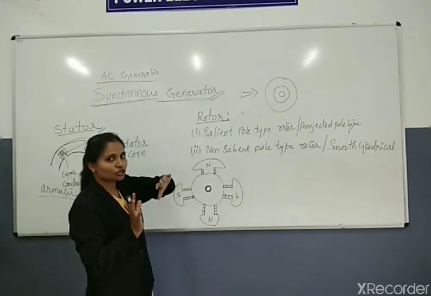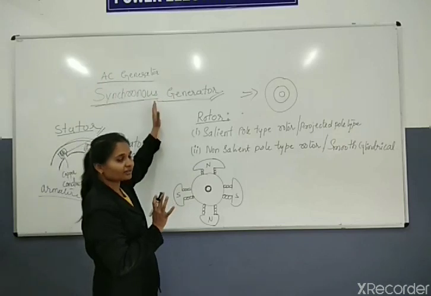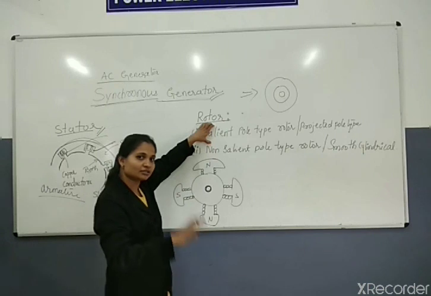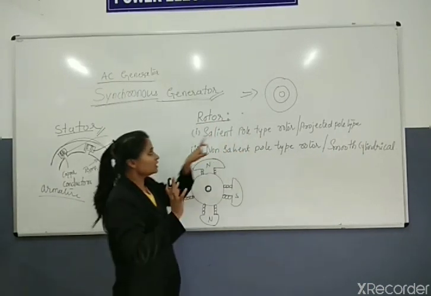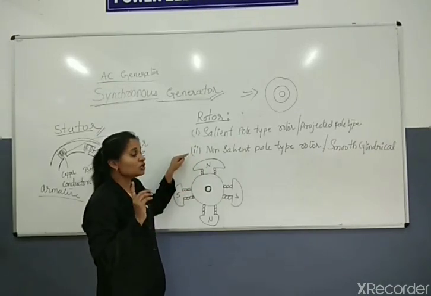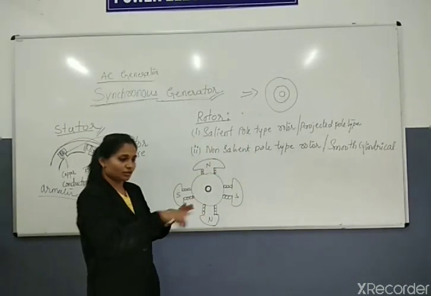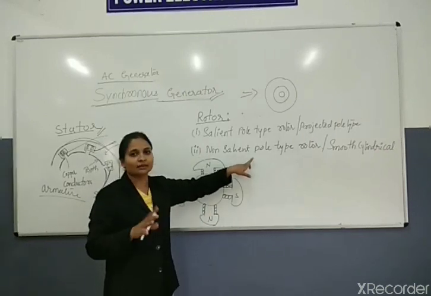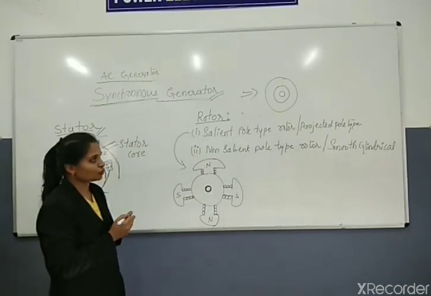The alternator which uses a salient pole type rotor is called a salient pole type alternator. These are types of alternators based on the rotor type. If you are using a non-salient pole type rotor in the alternator, then that alternator is called a non-salient type alternator.